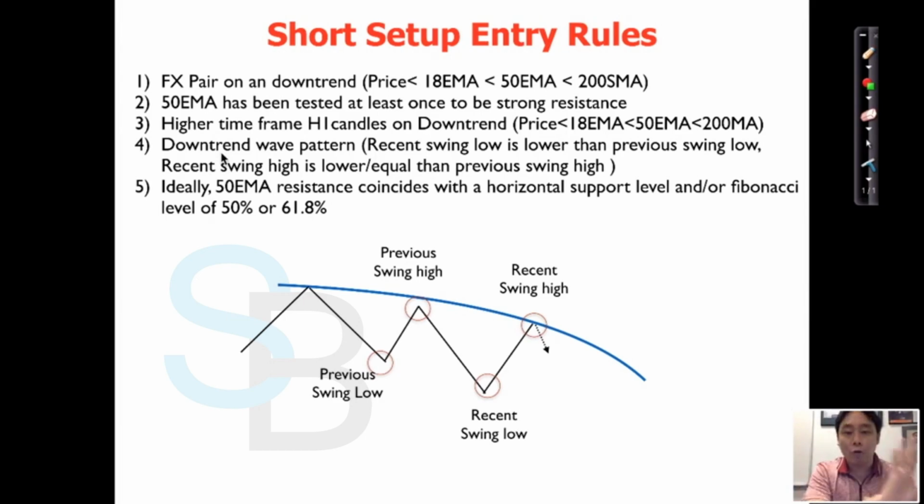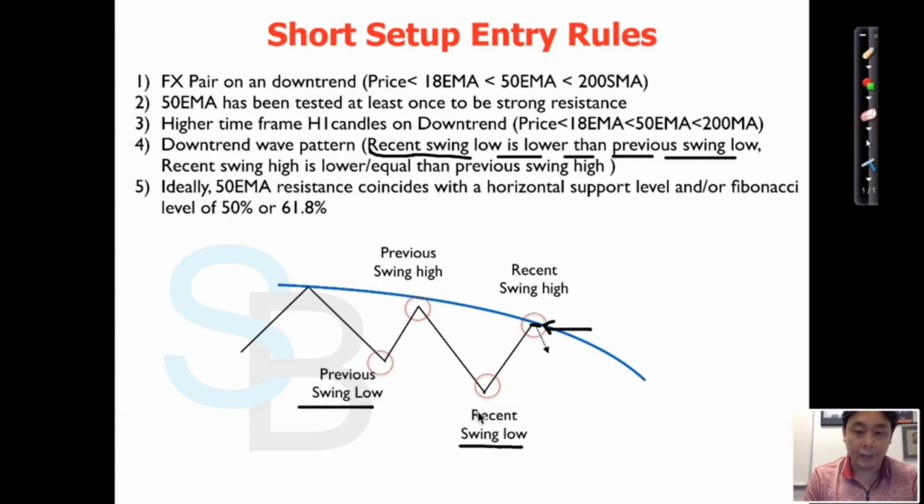So again, how do you define a downtrend wave pattern? Lower highs and lower lows. So ensure that the recent swing low is lower than the previous swing low. So again, what does this mean? Price is going up and we're looking to sell over there. This is known as the recent swing high, and that's the previous swing high. This is the recent swing low, and that is the previous swing low. So the first thing is to ensure that the recent swing low is lower than the previous swing low. So it's making lower lows, very important.